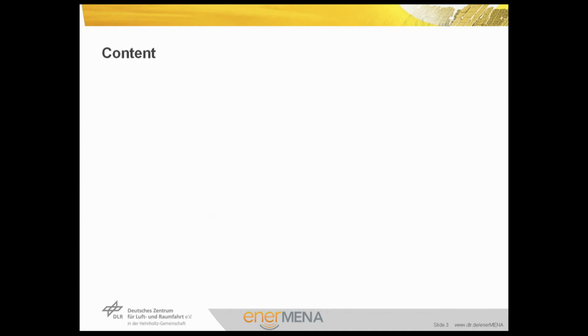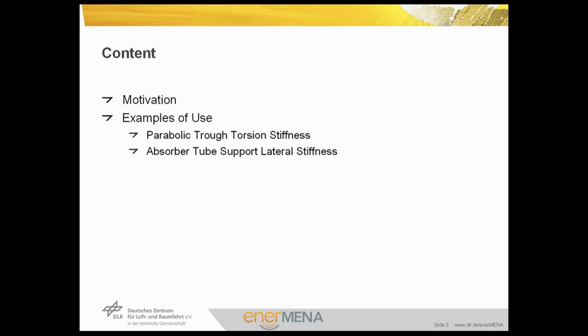Let's have a look at the content of this unit. We want to know why it is important to measure the mechanical properties of CSP collectors. We will have 2 examples of use. One is the parabolic trough torsion stiffness, and the second one is the stiffness of the absorber tube support of a parabolic trough, in particular its lateral stiffness. We will present the measurement setup and the required instruments, and we will see an example of evaluation.